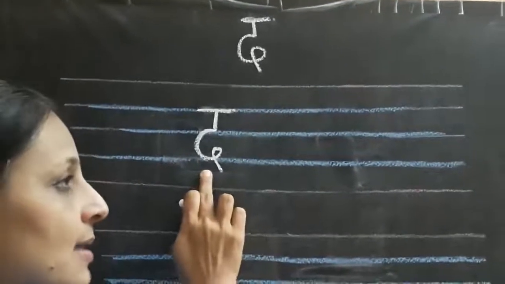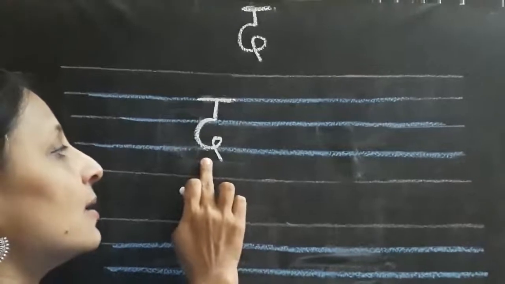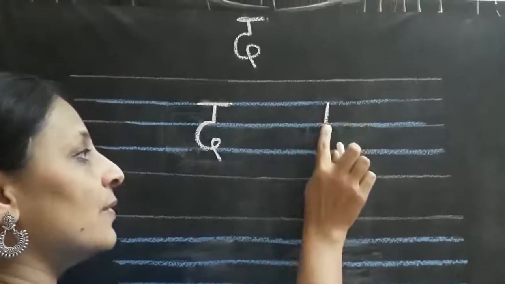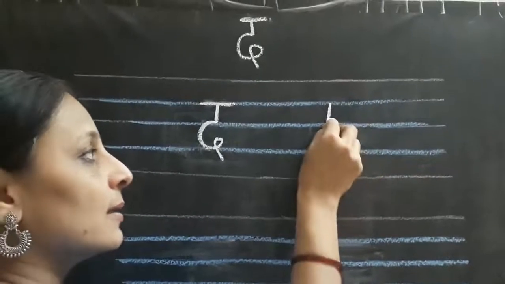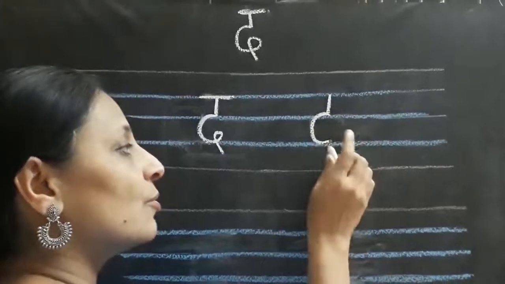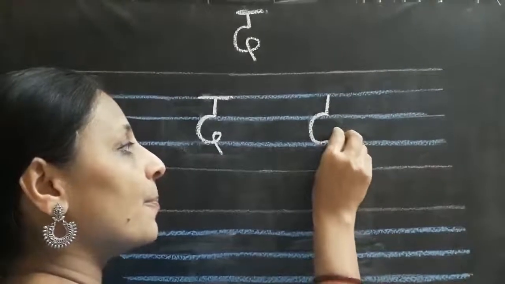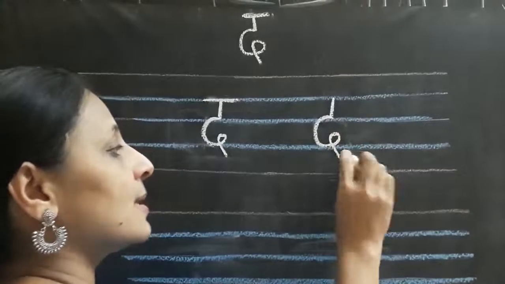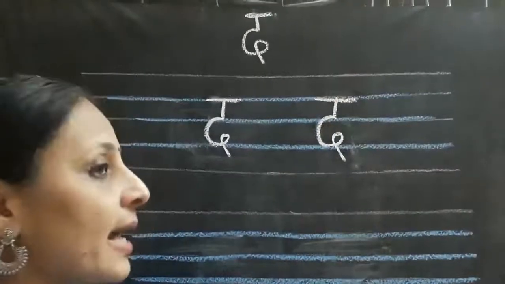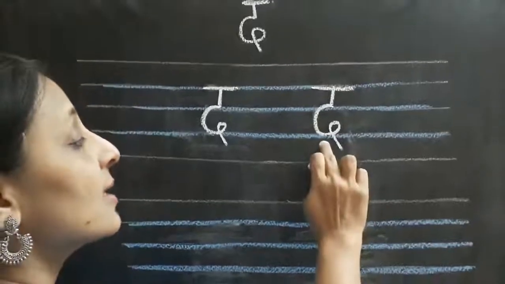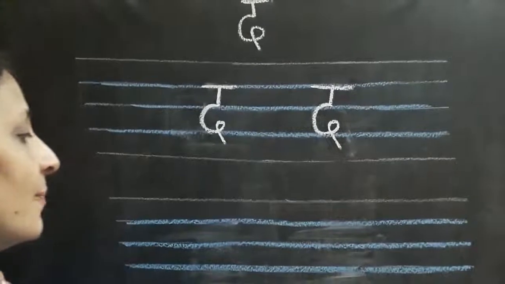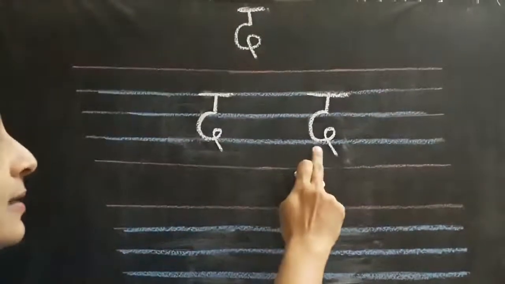The se darwaza, the se number das. Now standing line, we will touch to the second blue line. Now draw one C, touch the third blue line, go up, make a loop. Slanting line down and slipping line overhead. The se dahi. Or the se darpan.